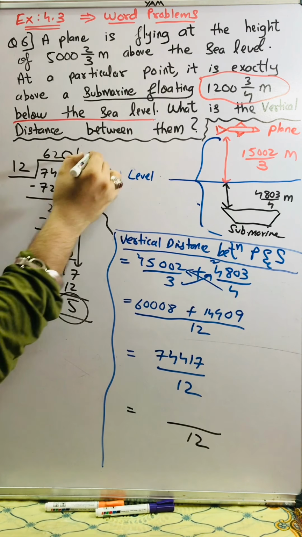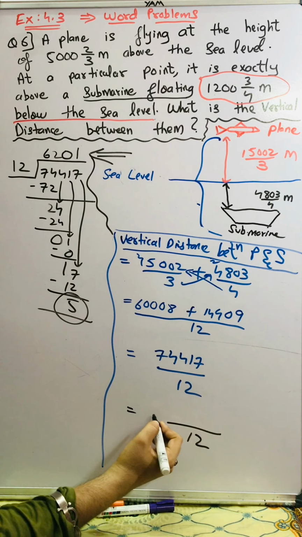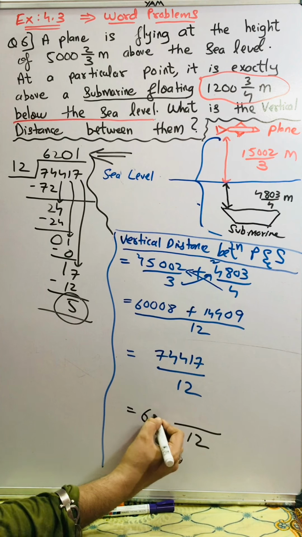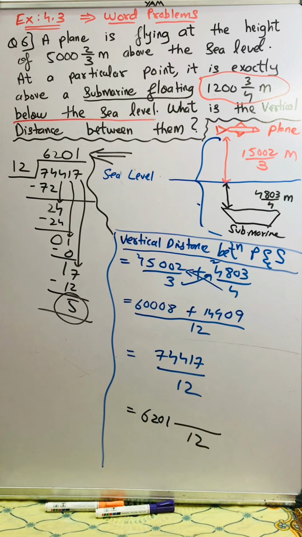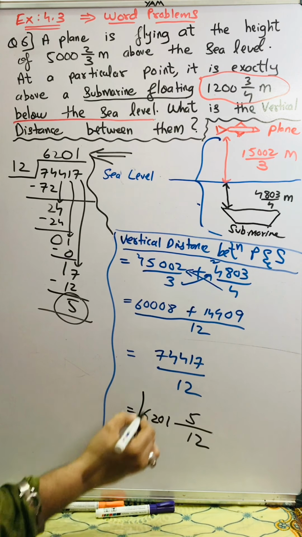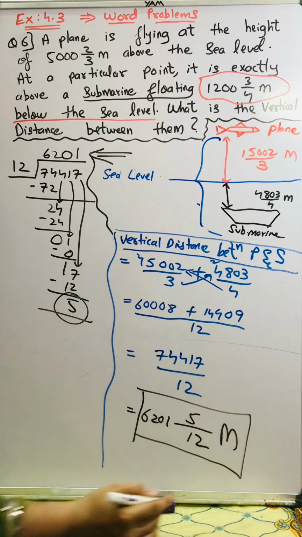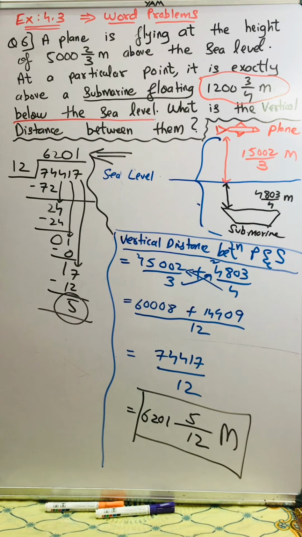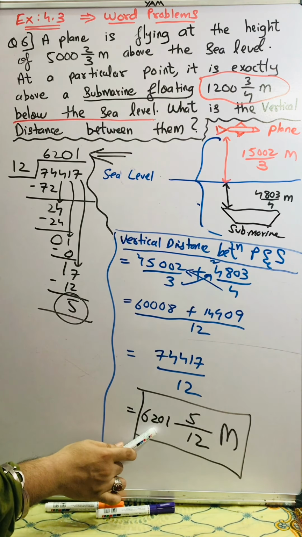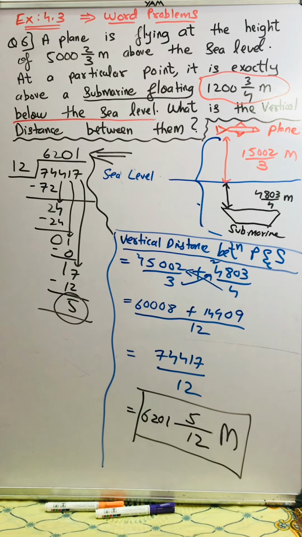What is our quotient? Please see here. What did we get? 6201. The quotient comes here, 6201. The remainder always comes up, so it's 5. And if you leave the answer like this, your 1 mark will be deducted. It's compulsory to write the dimension, which is meter here. So 6201 and 5 upon 12 meters. If you recheck it, 12 multiplied by 6201 plus 5 will be 74417, upon 12. It was an important question. Please solve it, students.